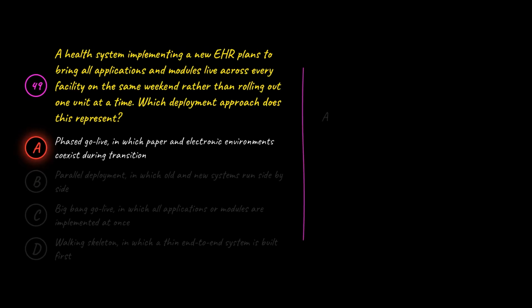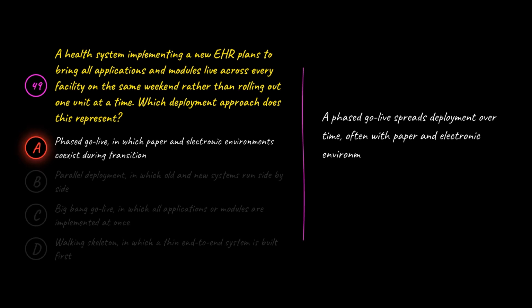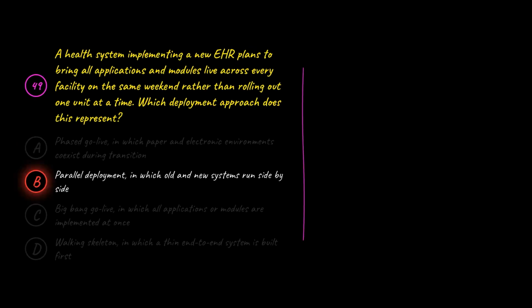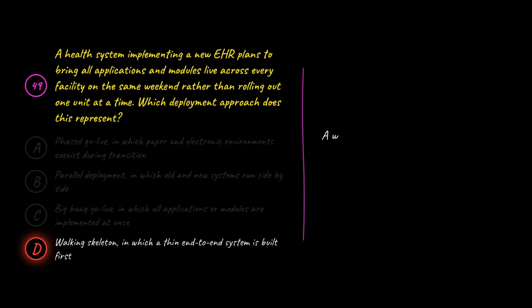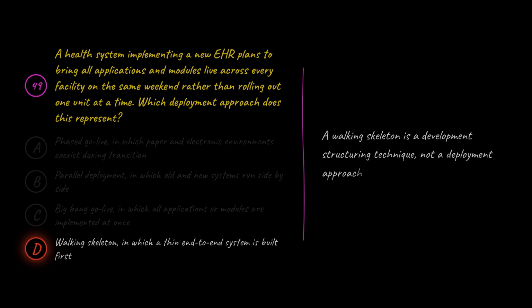A is wrong because a phased Go Live spreads deployment over time, often with paper and electronic environments coexisting during the transition. The scenario describes the opposite. B is wrong because parallel deployment runs old and new systems concurrently. The scenario describes a single weekend cutover, not a parallel run. D is wrong because a walking skeleton is a development structuring technique, not a deployment approach for Go Live.